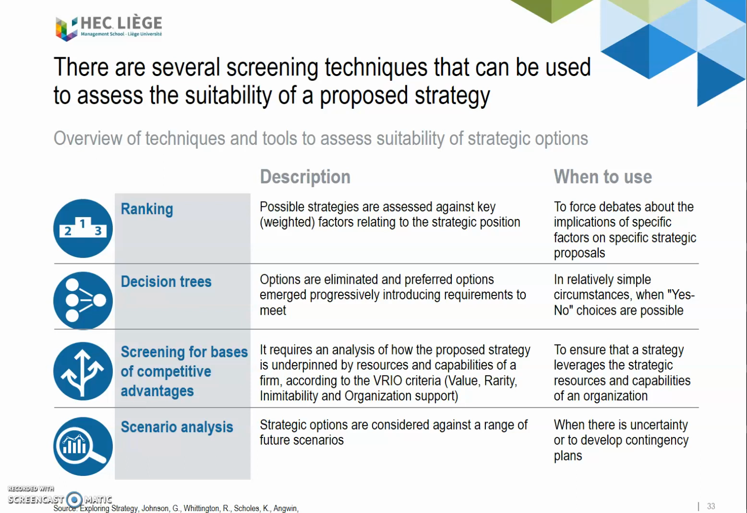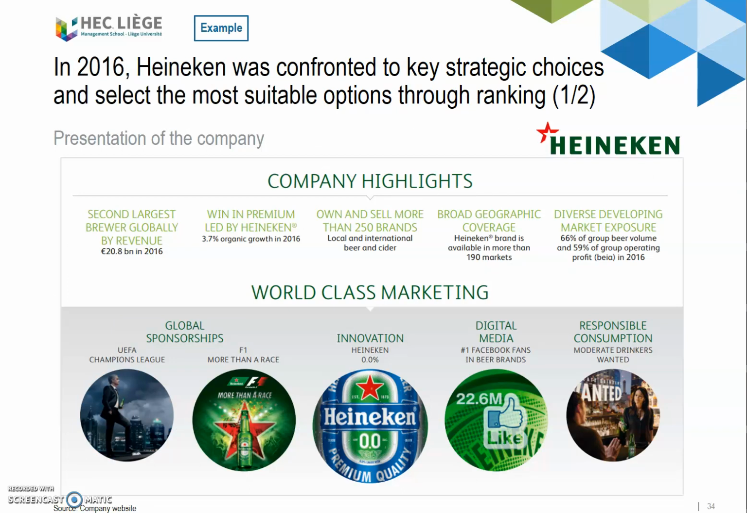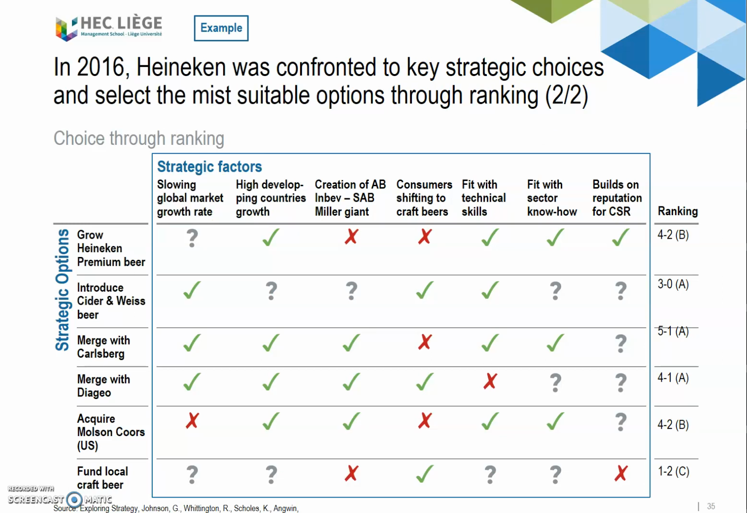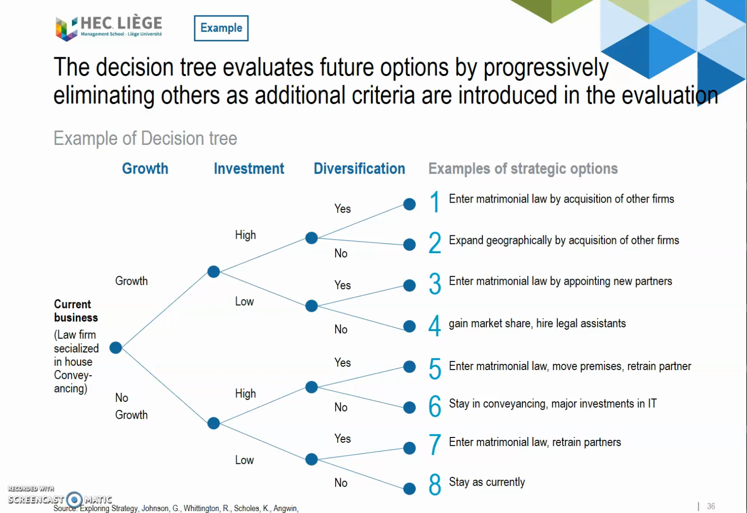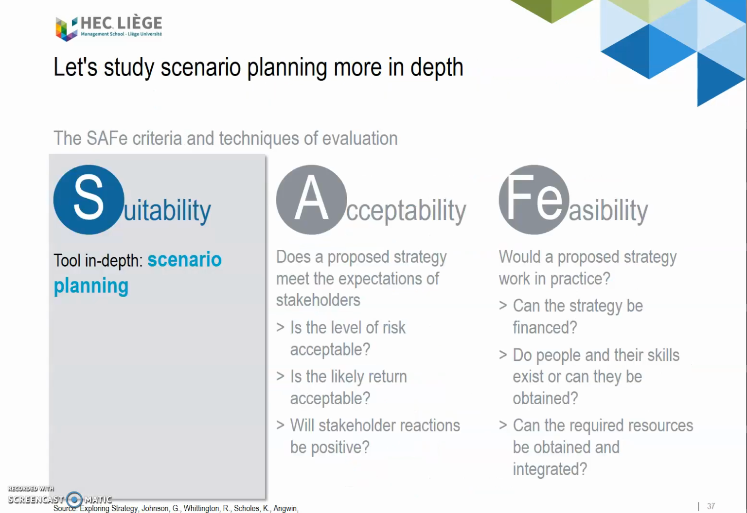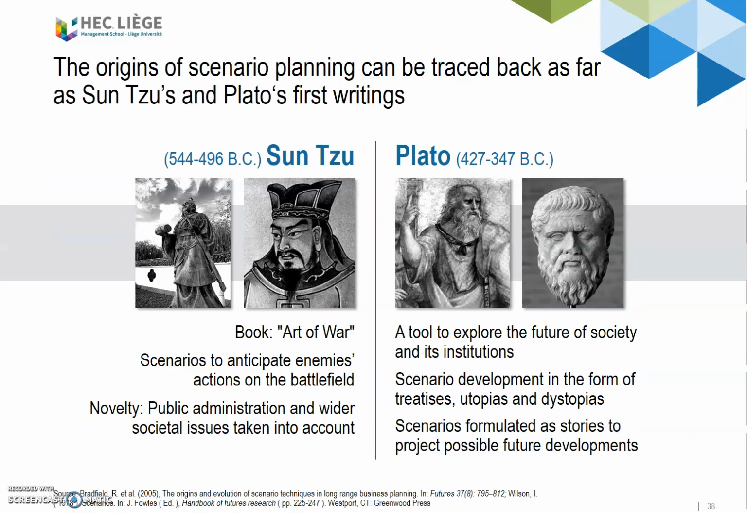I will let you read through the ranking, and I have a clear example on Heineken. You'll see that they had several options and that they've ranked them. That's a simple decision tree. I don't do the example with you, but it's quite easy, and it enables you to structure the different strategic options. And we will zoom in on the scenario planning and analysis.